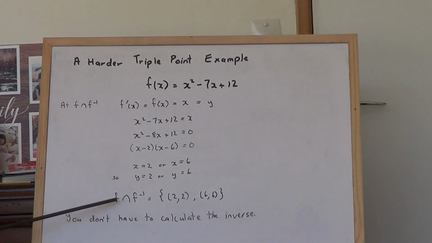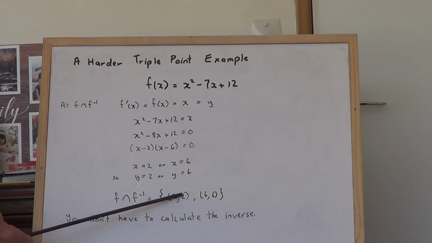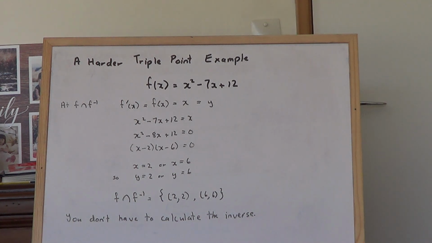And the intersection between the function and the inverse function is the set which contains the two ordered pairs (2, 2) and (6, 6). You don't have to calculate the inverse of this thing here, which is rather difficult. And we're done.